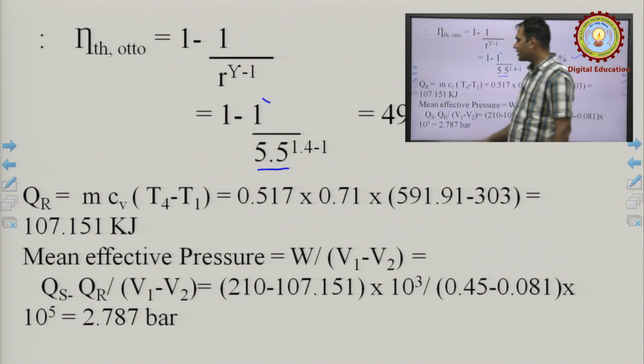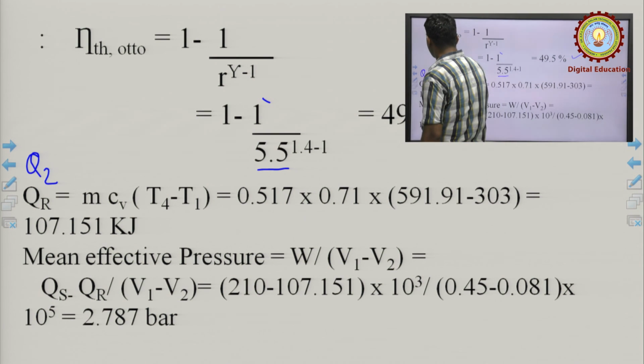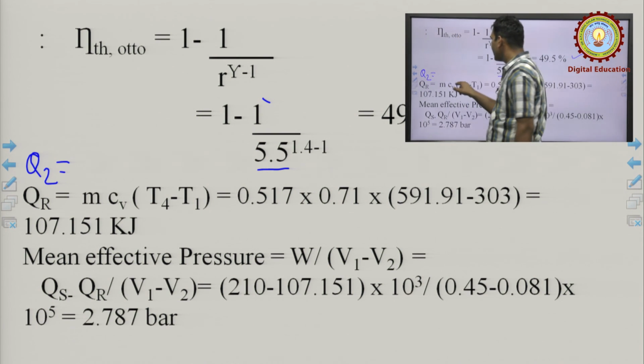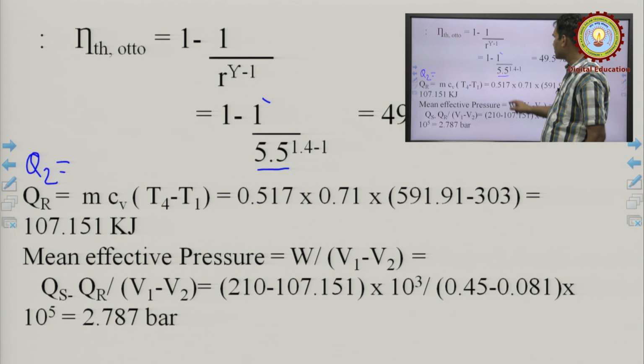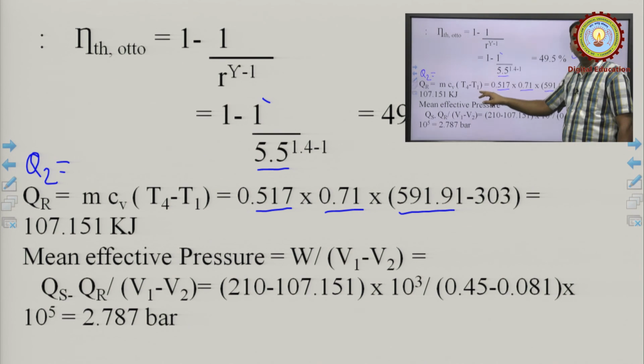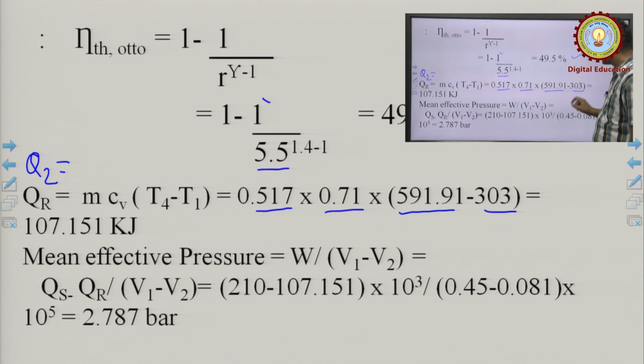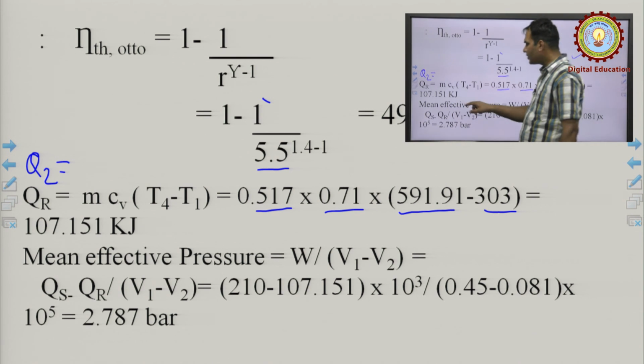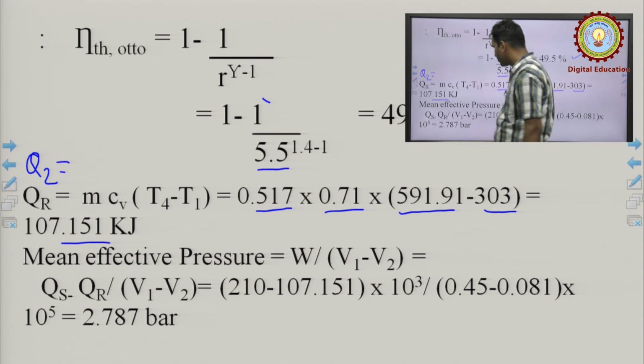Heat rejected, that is Q2, is given by the expression m Cv (T4 minus T1). M is 0.517, the value of Cv is given as 0.71, T4 we have calculated as 591.91, and T1 was given in the question, that is 303 Kelvin. So this value comes out to be 107.151.